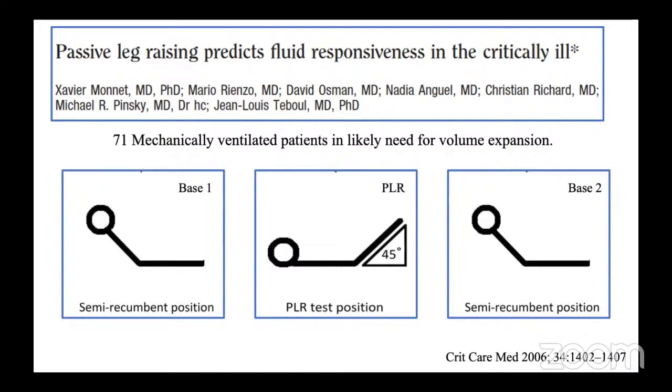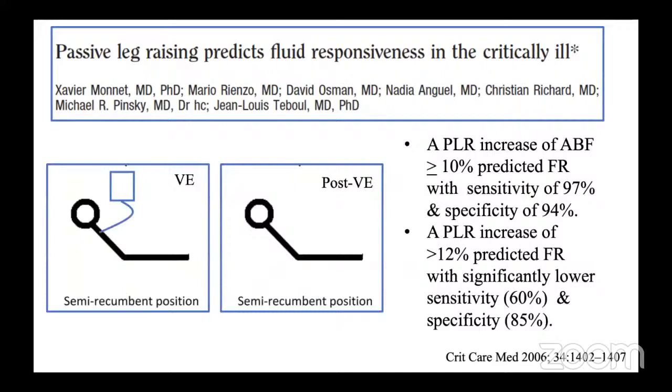After 60 seconds, come down to the semi-recumbent position again by turning the bed over to see that the pre-test status has occurred. Then if the passive leg raising test is positive, that means the cardiac output has increased by 15%, then we can actually do volume expansion in the semi-recumbent position and see whether the aortic blood flow has increased by 10% after giving the volume infusion.